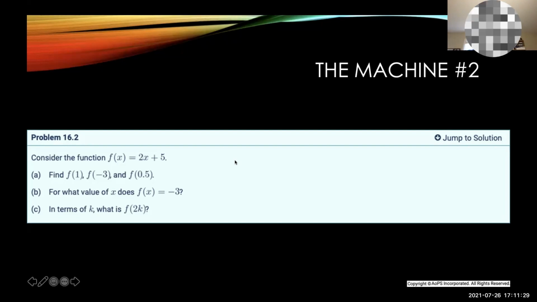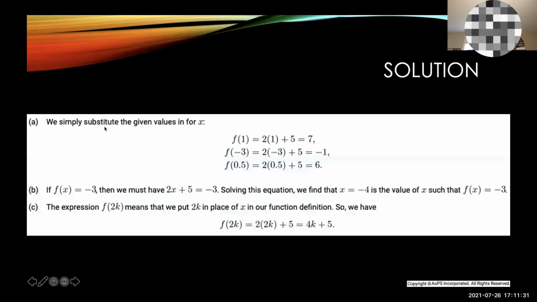Okay, we're going to go over this problem now. For the first one, it's f of 1. Just put in 1 for x. When you do that, you get 7. For the second one, you put -3 in for x, and your answer is -1. For the last one, you put 0.5 in, and you get 6. That's all there is to that problem.